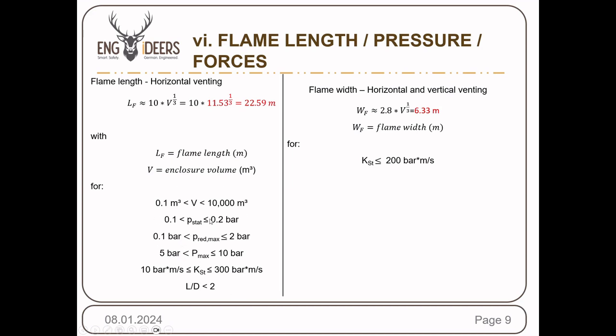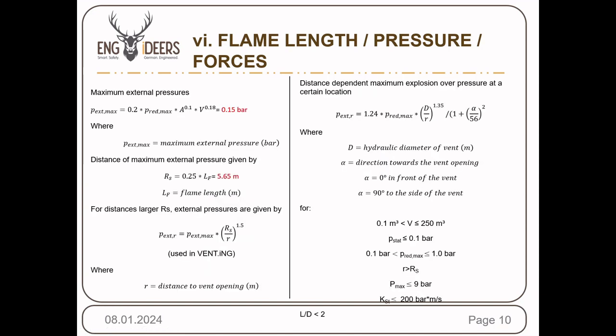These are the boundary conditions where you can use the equation. The flame width is given by 2.8 times the volume to the power 1/3, which is 6.33 meter. So in the NFPA it's a bit different, but we do this in another video. So the maximum external pressures, so you will have certain pressures outside. Pressures are dangerous for people outside. I will show you that later.